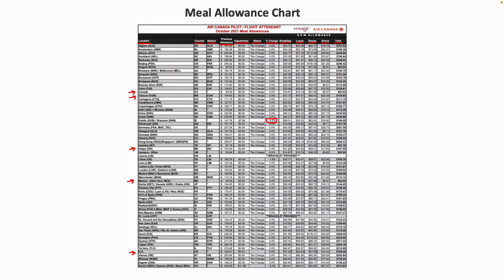I will also mention we just have a handful of destinations where there's a bracelet provided if there is a layover, which means per diems are not paid because meals are included with the hotel accommodation provided should there be a layover here.